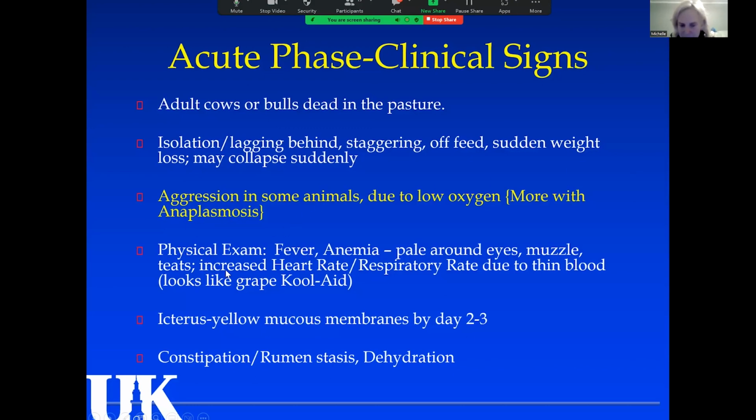If they take blood, the blood will be really thin. It looks like grape Kool-Aid. And they have an increased heart rate and respiratory rate due to that thin blood. They're trying to move oxygen the best they can. After the first couple of days, if they survive, they're going to start developing those yellow mucous membranes, the icterus. And you might see some constipation and rumen stasis.